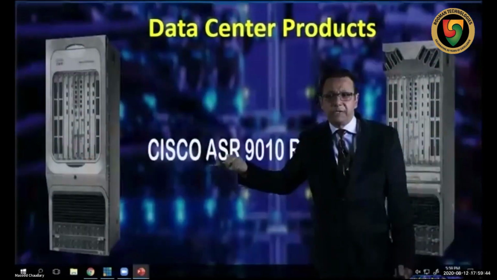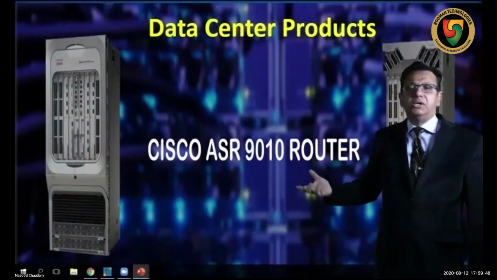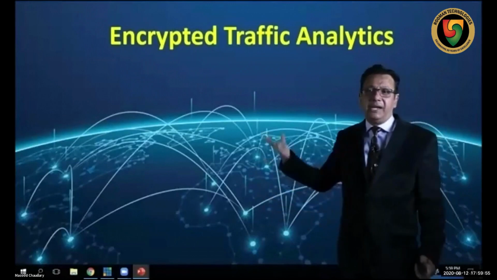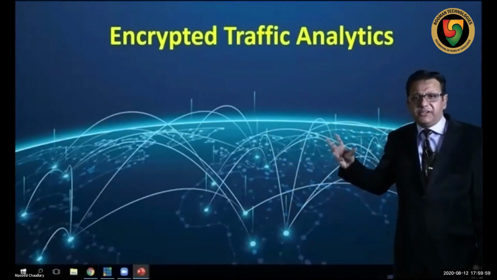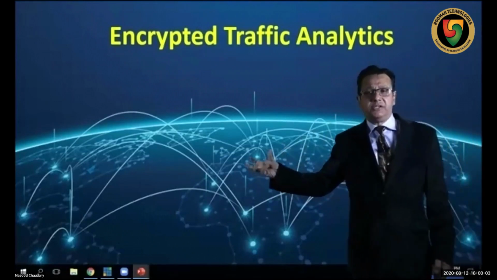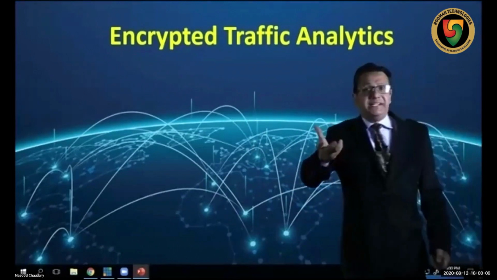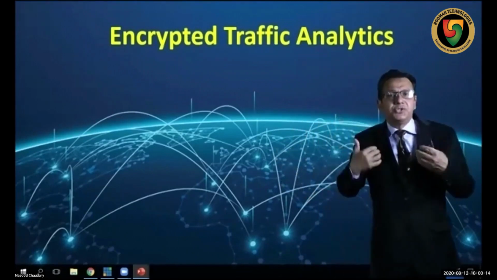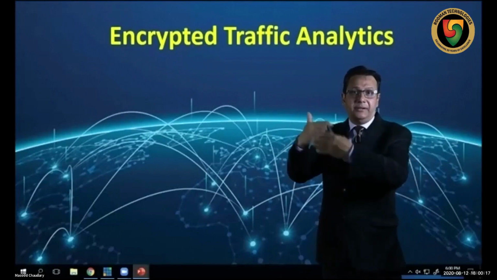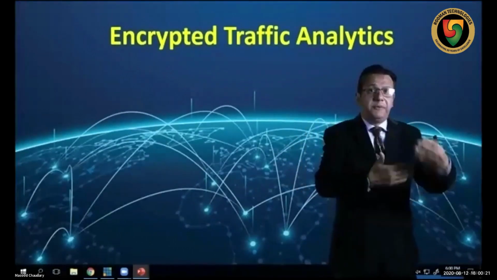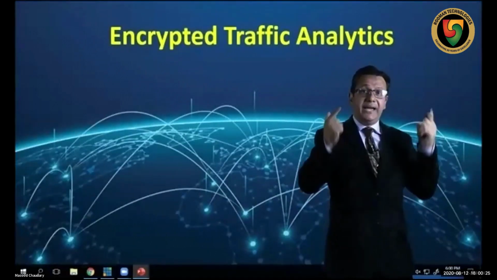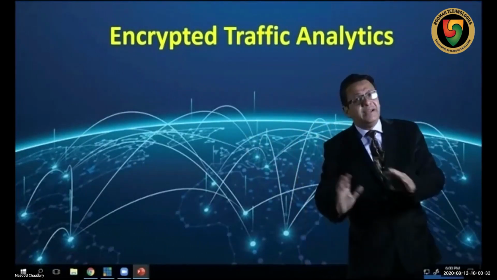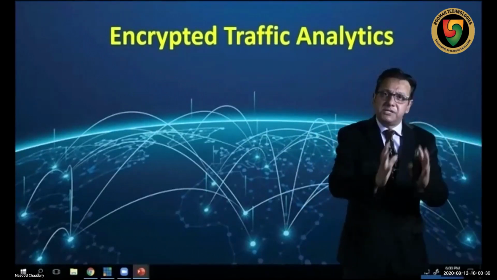You have data center products, Cisco's ASR 9010 routers, used by all the popular data centers around the world. Then you have encrypted traffic analysis. It used to be very difficult. The data is coming to my company, and I want to analyze that data, whether it is genuine data or suspicious data. What we used to do is take the data, which is already encrypted, decrypt it, and after decryption, analyze whether it is genuine or suspicious, and then release the data. If it is genuine, release it. If it is suspicious, drop it.